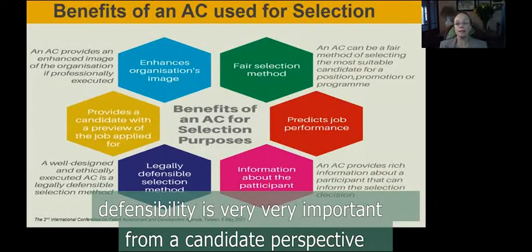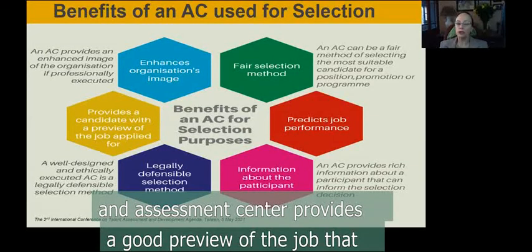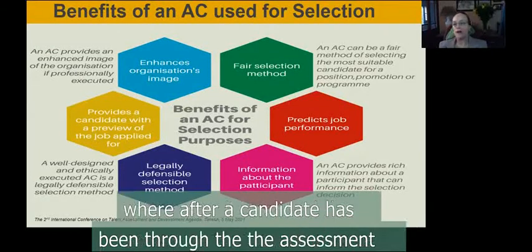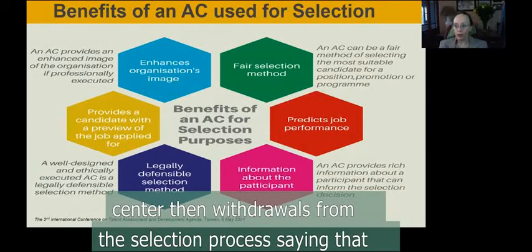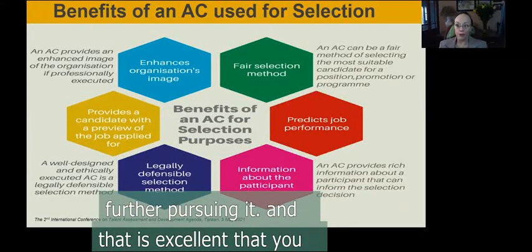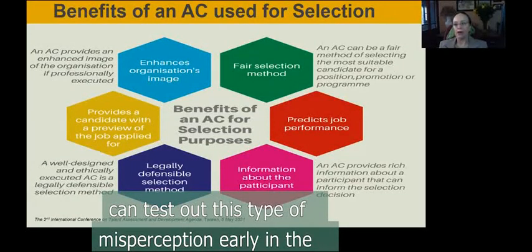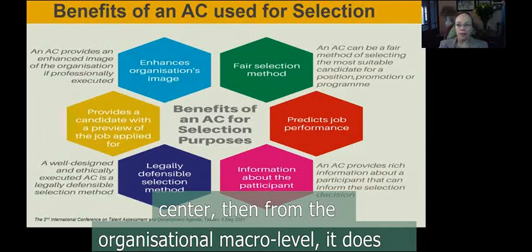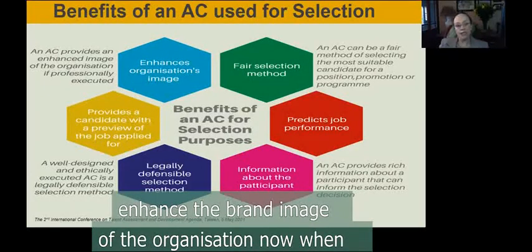From a candidate's perspective, an assessment center provides a good preview of the job that they've applied for. And I've personally been involved in centers where a candidate, after going through the assessment center, then withdraws from the selection process, saying that if this is what the job is all about, they're not interested in further pursuing it. And that is excellent, that you can sift out this type of misperception early in the talent management process. And then if it's a well-executed center, then from an organizational macro level, it does enhance the brand image of the organization.